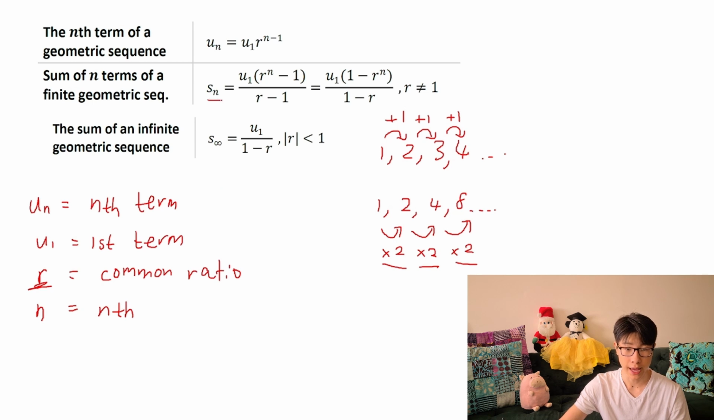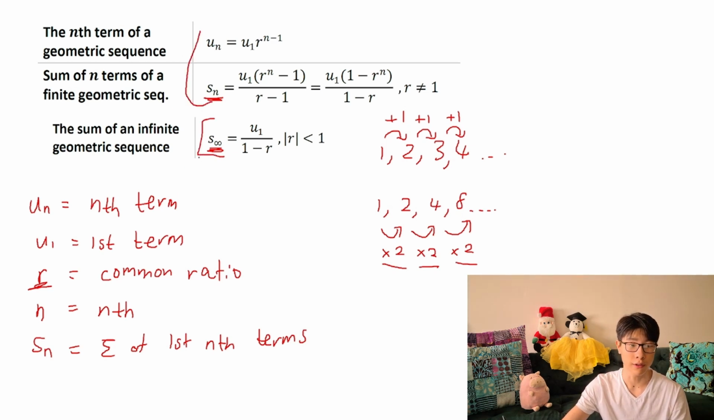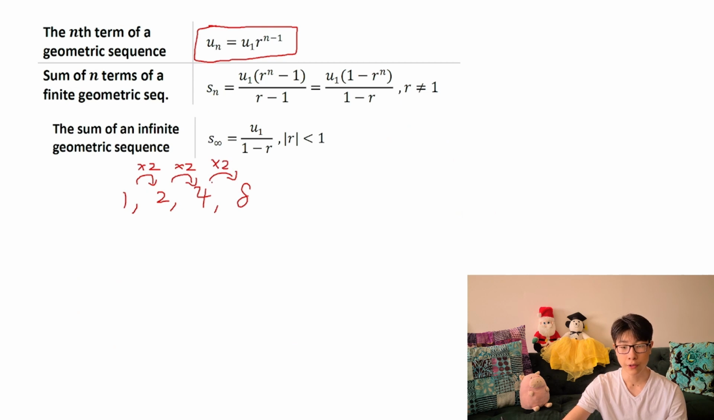And obviously, we have Sn here, the sum of the first nth terms. And S infinity, the sum to infinity. We'll cover that later in greater detail, but first let's focus on these equations here. This is a geometric sequence because it has a common ratio of 2.